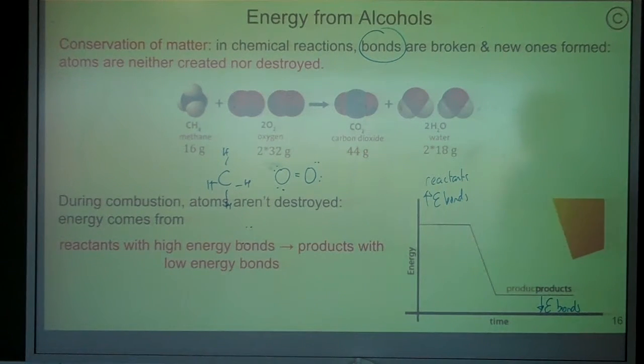Don't be thinking that, oh yeah, at the end of the day I've lost some carbons because I burned some wood in a fire. That doesn't happen. The carbons that started in the log have gone to carbon dioxide and they've gone to ash probably, but it's the exact same number of carbons.